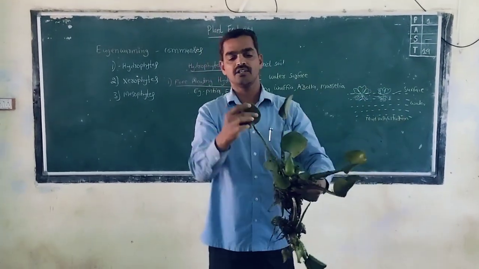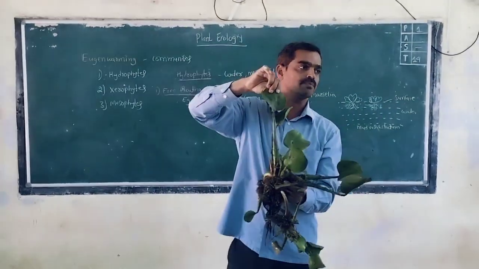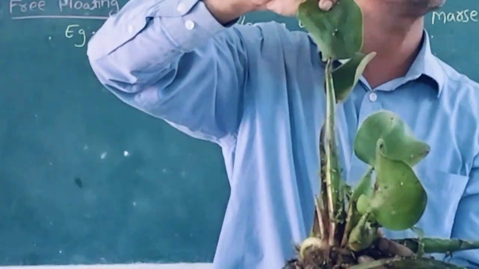It means the leaf looks like a horseshoe shape.